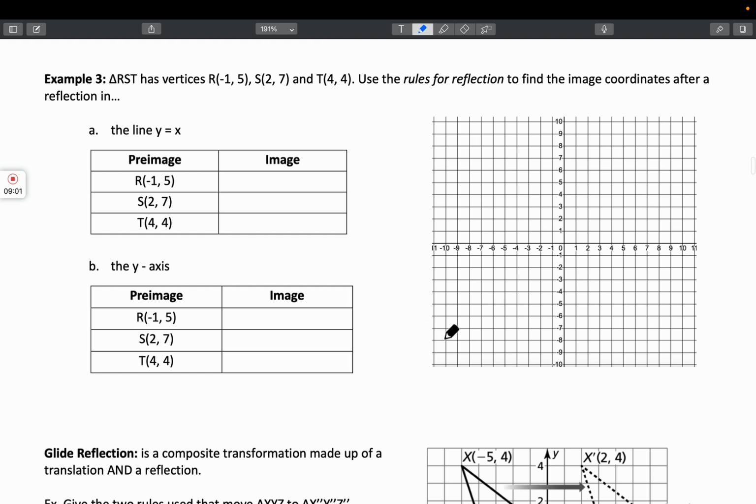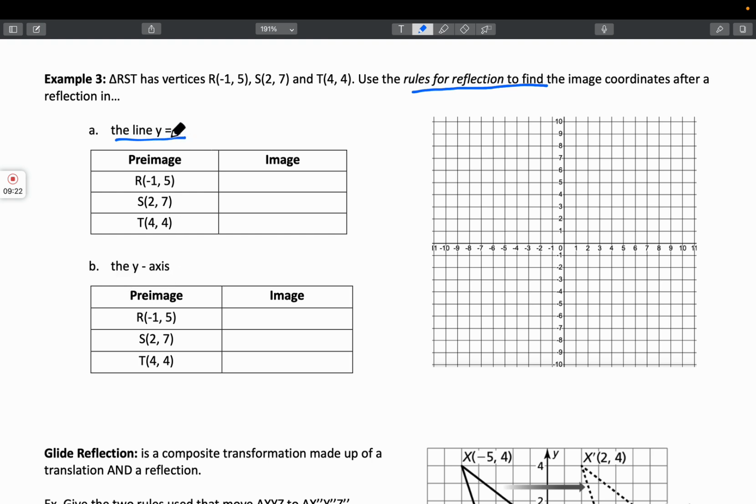All right, moving on to example 3. We've got triangle RST. It's got the coordinates (-1, 5), (2, 7), and (4, 4). We want to use the rules for reflection to find the image coordinates after reflection in the line y equals x, and then also in the y-axis.